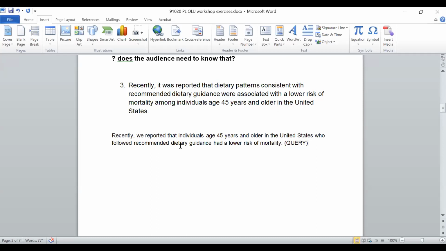sometimes you have to ask, is this what this sentence means? And sometimes the answer is yes, and sometimes it's no. How did you get that? And you're like, well, this, that, and this I found particularly confusing. And it might be easier if we said individuals age 45 whose dietary patterns followed recommended dietary guidance had a lower risk of mortality. But I wouldn't keep that. I mean, that needs some more work, but I need to understand it first. Was there another question?